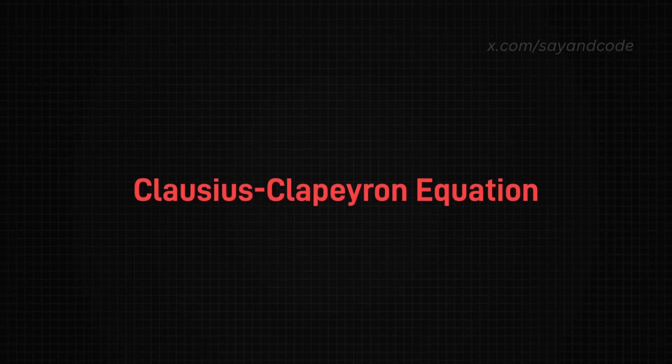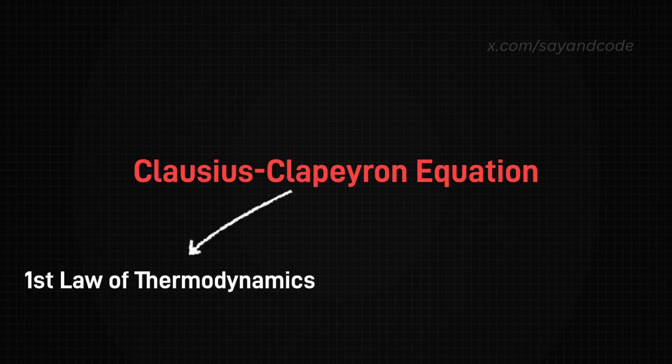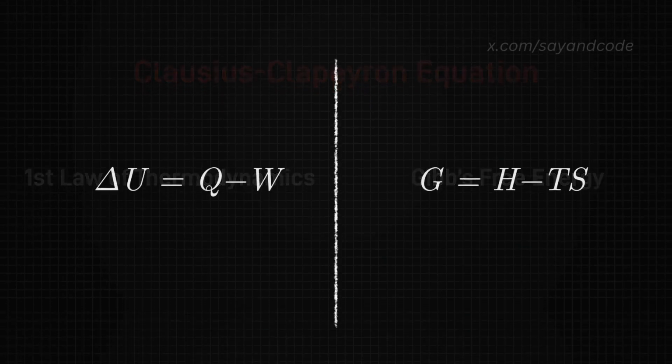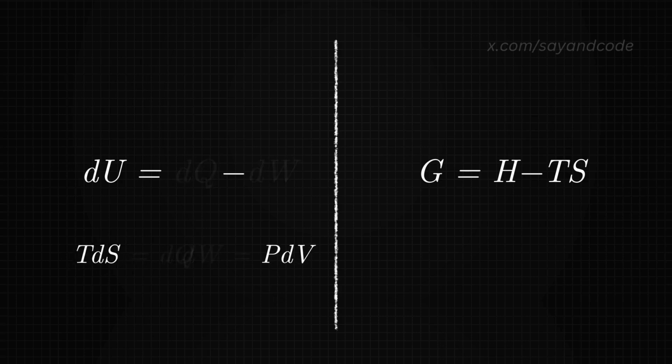We can derive the Clausius-Clapeyron equation from the first law of thermodynamics, and the equation for Gibbs free energy. We can write the first law in integral form as dU is equal to dQ minus dW. From the definition of entropy, we know that delta S is Q by T, so Q is equal to T delta S. In differential form, this becomes dQ is equal to T dS. The work done is defined as P dV.